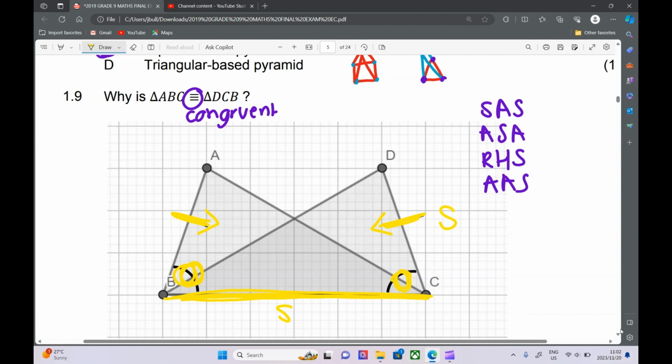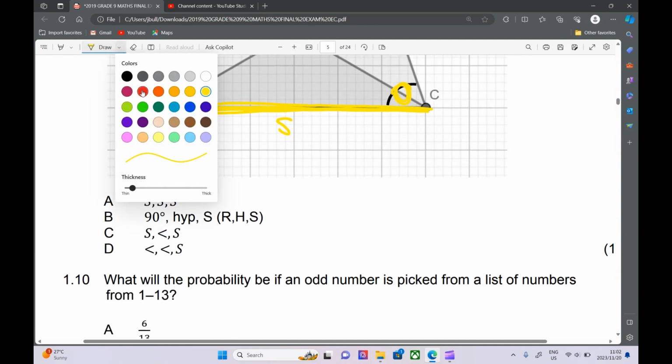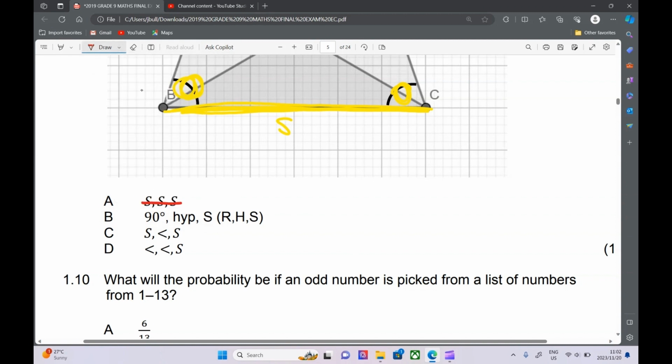Let's check some of the options quickly. Maybe we can rule some out. First of all, side, side, side is how we prove similarity, so it definitely can't be that reason, because that is only for similarity. It can't be RHS because we don't have any right angles. It could be if they gave us a right angle, but we can't use that right now. So we've got to check: can we use side, angle, side, or can we use angle, angle, side?